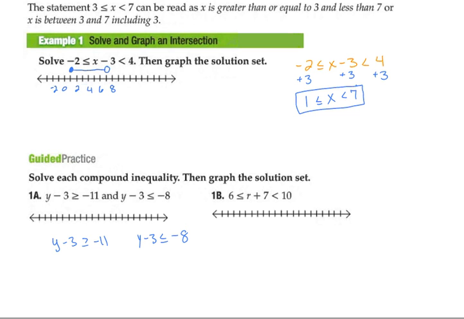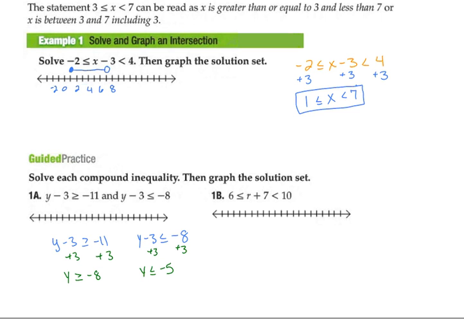So rewriting them, I'm going to go ahead and solve both of these. So I'm going to add 3 to both sides. I have y is greater than or equal to negative 8. I'm going to solve both sides. So add that 3, and I have y is less than or equal to negative 5.